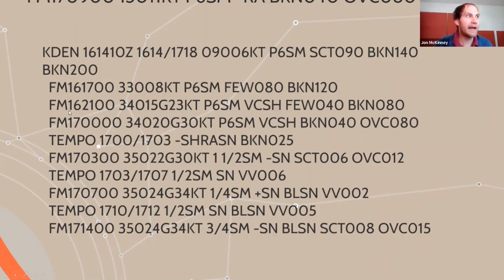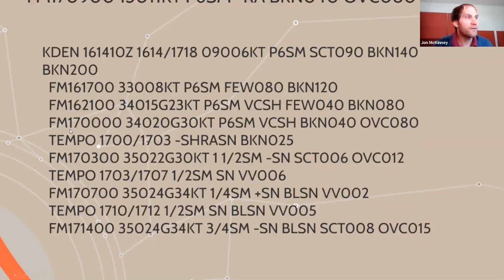Now we're about to see the forecast from the 16th day, 21 Zulu, until the 17th day at 00 Zulu. That's a 3-hour window. During that 3-hour window, we expect to see the winds grow stronger: 340 direction true, 15 gusting 23 knots, greater than 6 miles visibility, showers in the vicinity, few clouds 4,000 AGL, broken clouds 8,000 AGL.